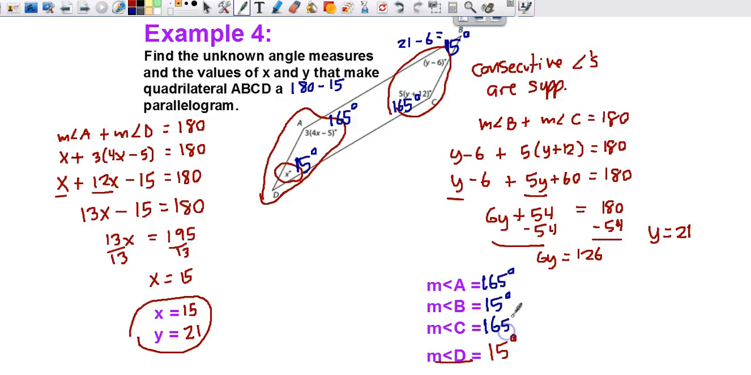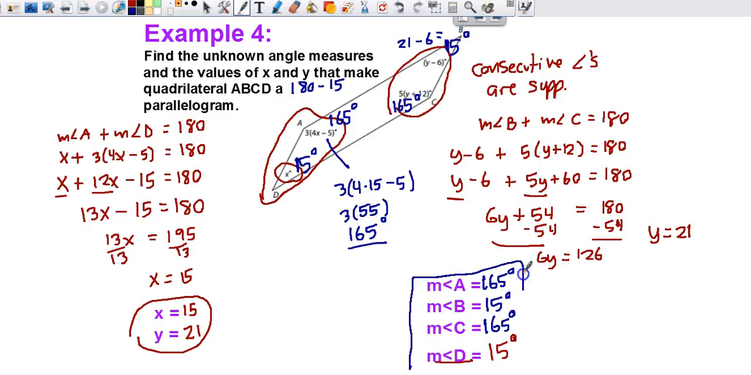Now, if you forgot that or just kind of out of habit decided to plug them in, you would get 165. There's no shame in doing that. But I'm just trying to save you a little bit of time. So if I plug in for that 3 times 4x, so 4 times 15 minus 5, 4 times 15 is 60. 60 minus 5 is 55. And if you do 55 times 3 in your calculator, you'll get 165. That's the long way to do it, but you are certainly welcome to do that.